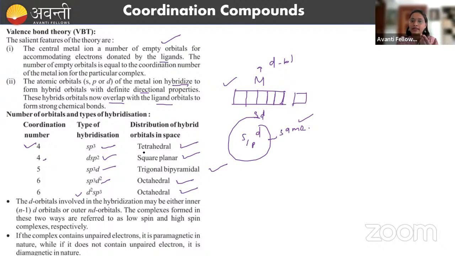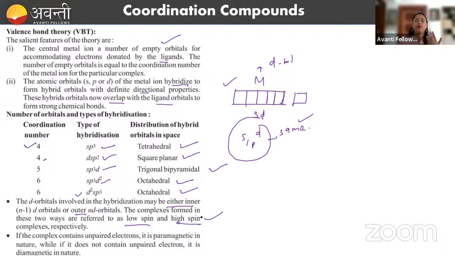ठीक है, outer d मतलब क्या? अभी देखो, suppose करो हमारा complex है, we will see the examples of that. Okay, I have taken the examples. So the d orbitals involved in the hybridization may be either inner d orbitals or outer nd orbitals. So the complexes formed in those ways are referred to as low spin and high spin. उन्होंने directly बता दिया कि जो अंदर के होंगे उनको हम लोग low spin बोलेंगे, और जो बाहर के d orbitals अगर हम लोगों ने यूज किए तो उस कॉम्प्लेक्स को हम लोग क्या बोलेंगे?